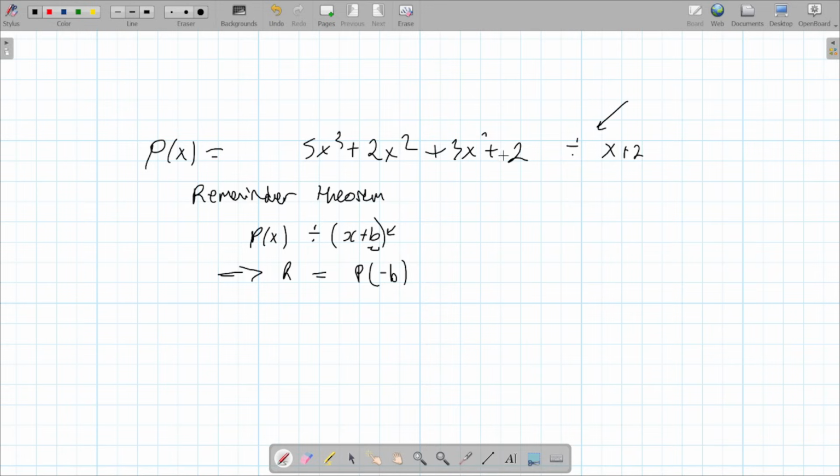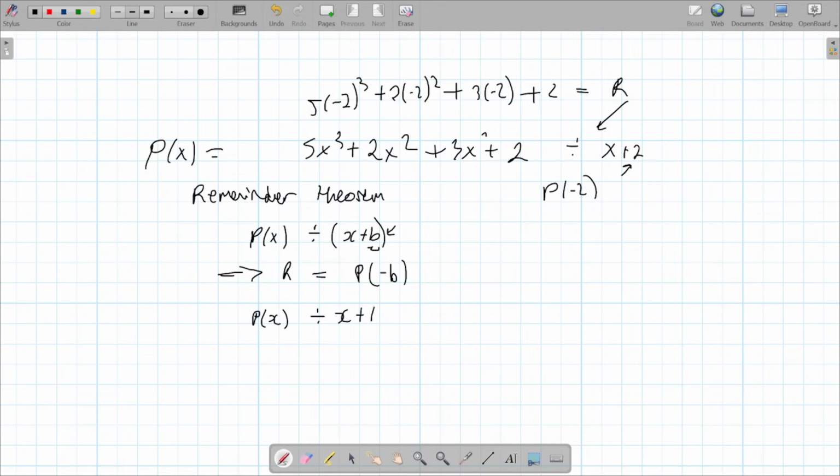So in this case, all I can do is substitute p of minus 2, right? I could just substitute the opposite. So if I did 5 times minus 2 cubed plus 2 times minus 2 squared plus 3 times minus 2 plus 2, my answer would be the remainder. That's it. The explanation to this theorem is in the book. So if you substitute the opposite of the number, you'll get the remainder.